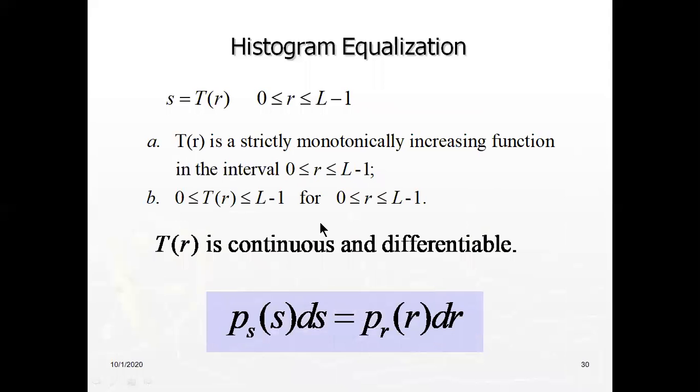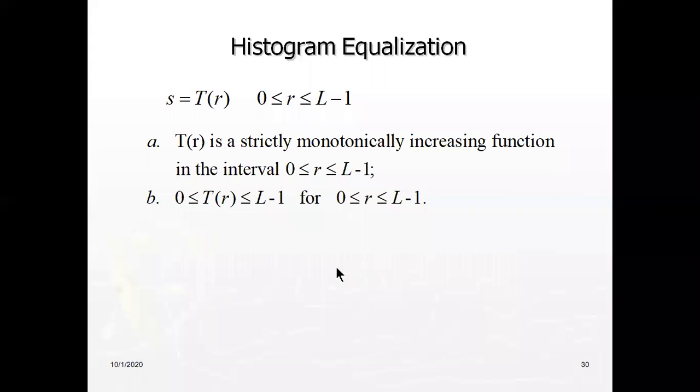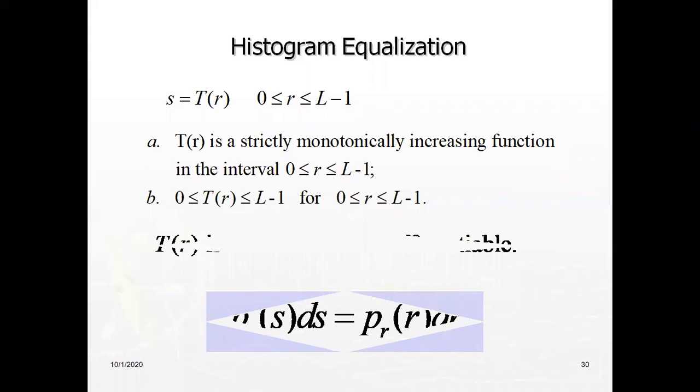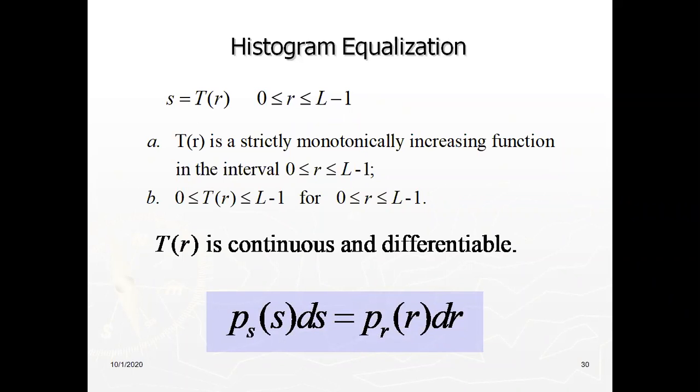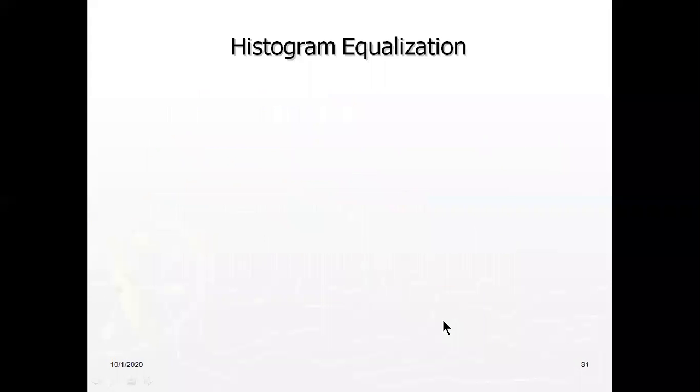Corresponding to this, we have T(r) being continuous and differentiable. Whenever we say that T(r) is monotonically increasing, and also continuous and differentiable, then we will get p_s(s) ds is equal to p_r(r) dr. This should be the condition which should be satisfied for continuous and differentiable. One is strictly monotonically increasing. For strictly monotonically increasing, we'll have it as continuous as well as differentiable. Hence, we will have the equation p_s(s) ds is equal to p_r(r) dr.